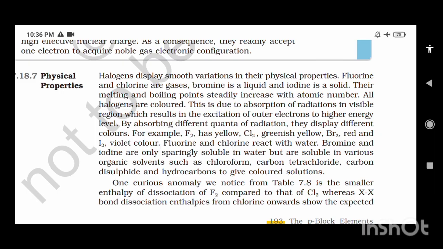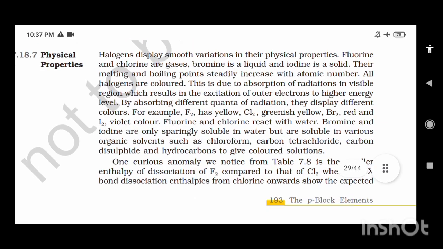Fluorine and chlorine react with water. Bromine and iodine are only sparingly soluble in water, but are soluble in various organic solvents such as chloroform, carbon tetrachloride, carbon disulfide, and hydrocarbons to give colored solutions.